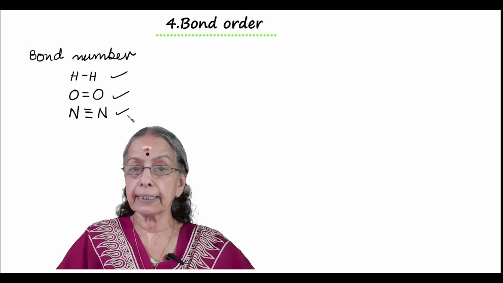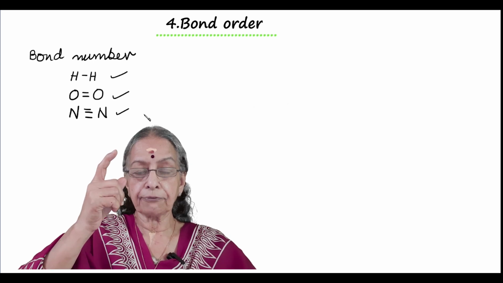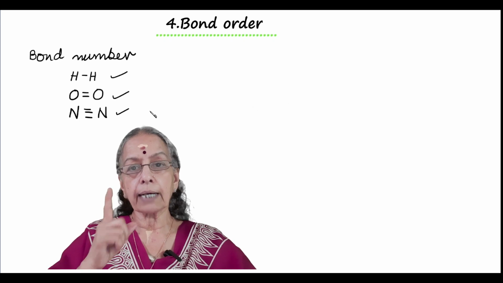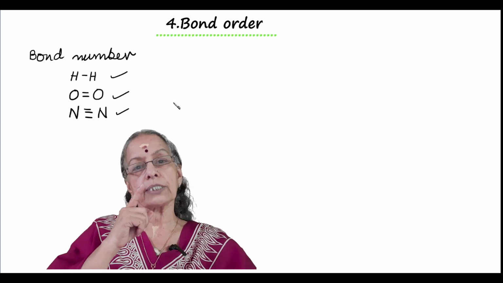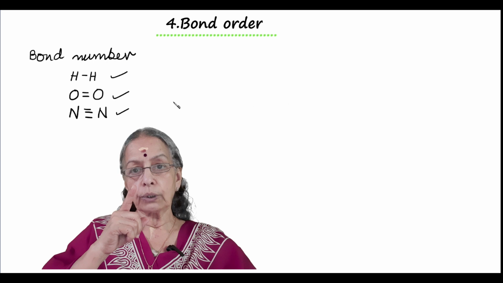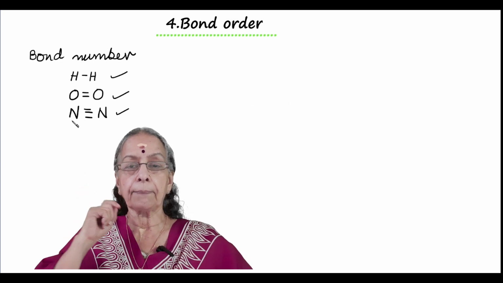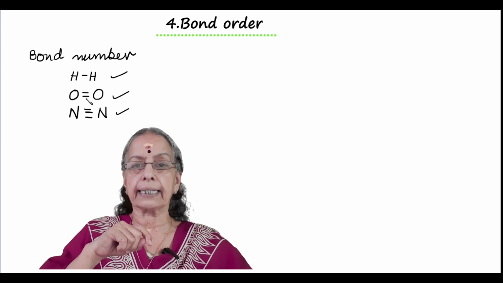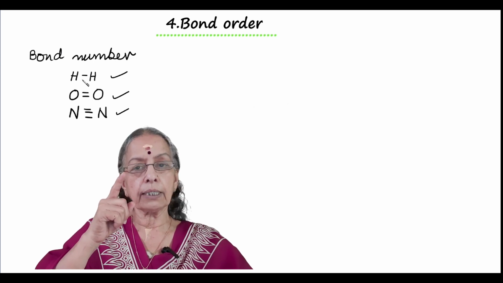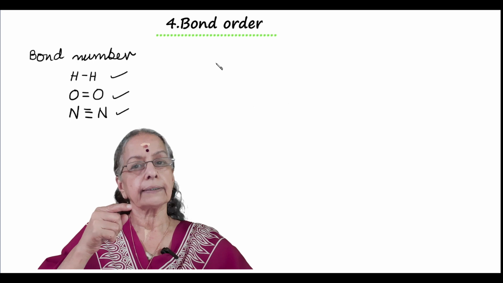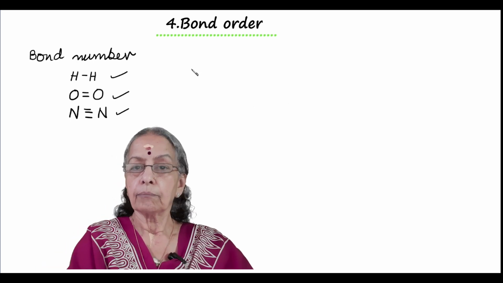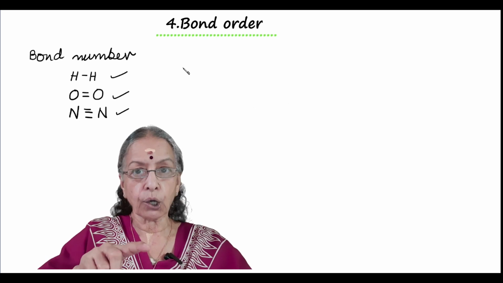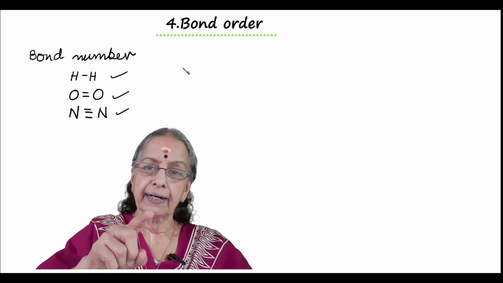So, the bond order increases progressively from hydrogen to nitrogen. We have seen that molar bond enthalpy increases from single bond through double bond to triple bond. And here we find that the bond order also increases from single bond through double bond to triple bond. Bond enthalpy is the greatest for nitrogen, greater than oxygen, greater than hydrogen.